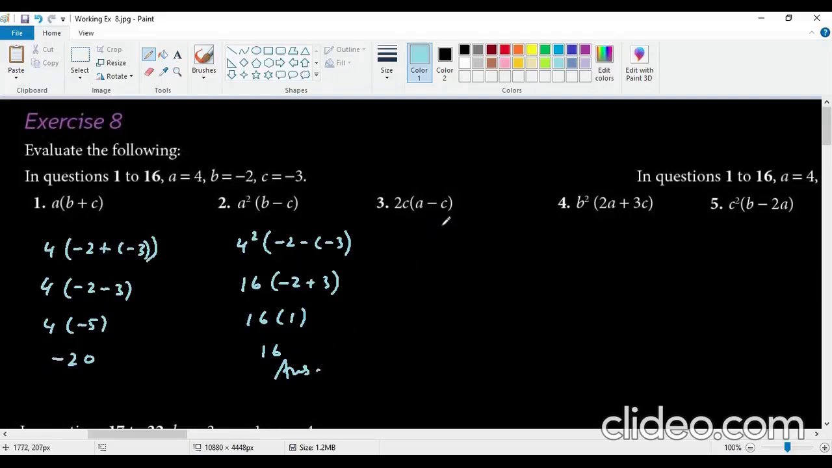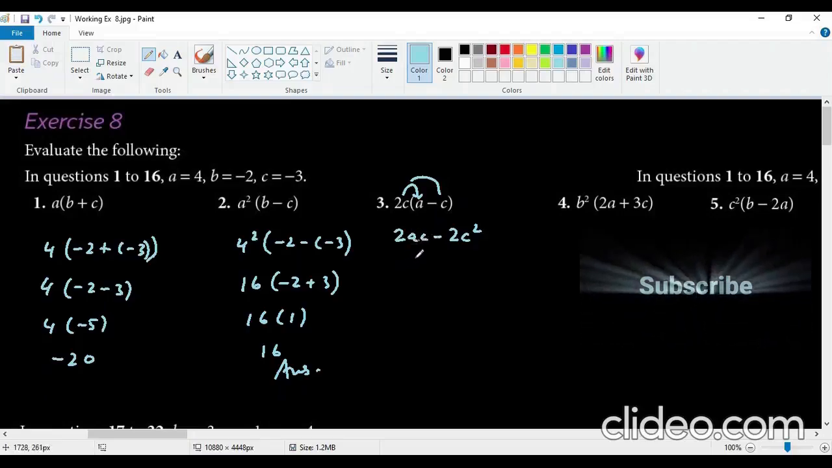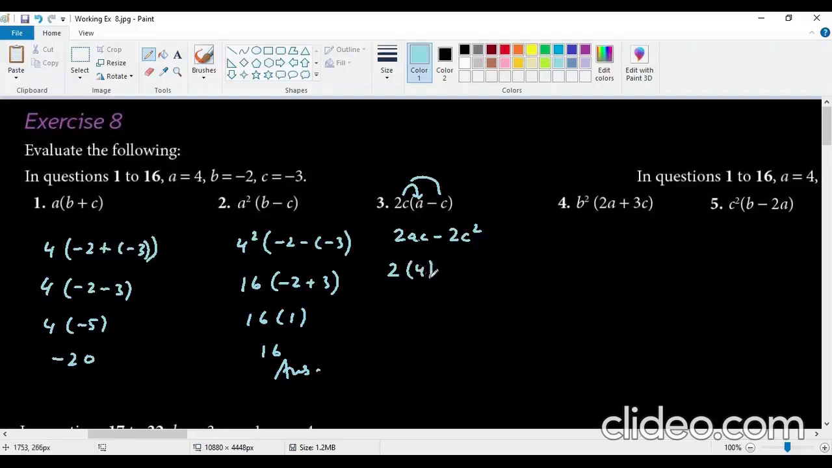Now this one I'm doing a different way. First I'm simplifying 2c times a minus c. So first I'm multiplying 2c with a, and next I'm multiplying 2c with negative c. So simplification gives you 2ac minus 2c square. Now I'm evaluating by putting the values. 2 times a, which is 4, and c is a negative 3.